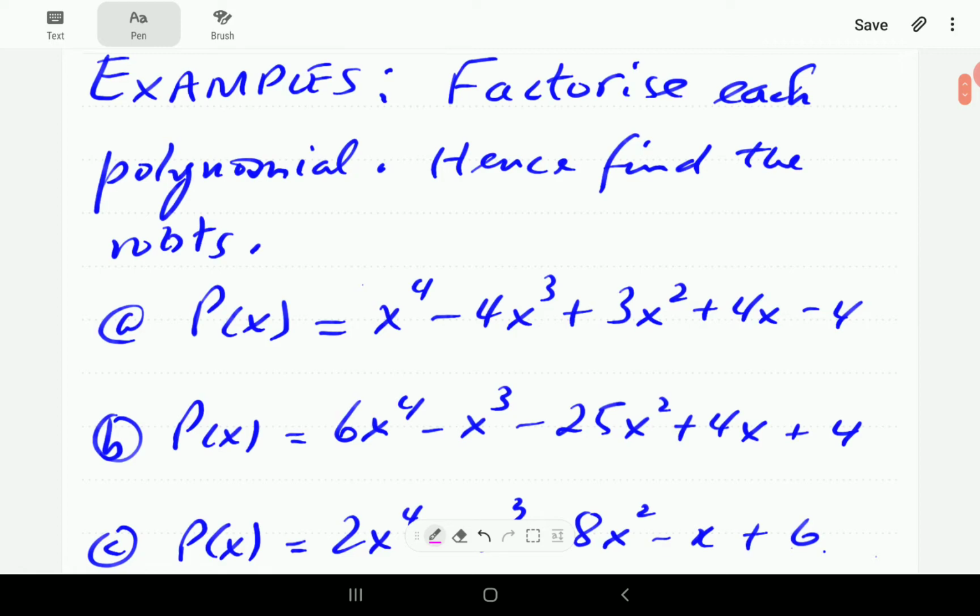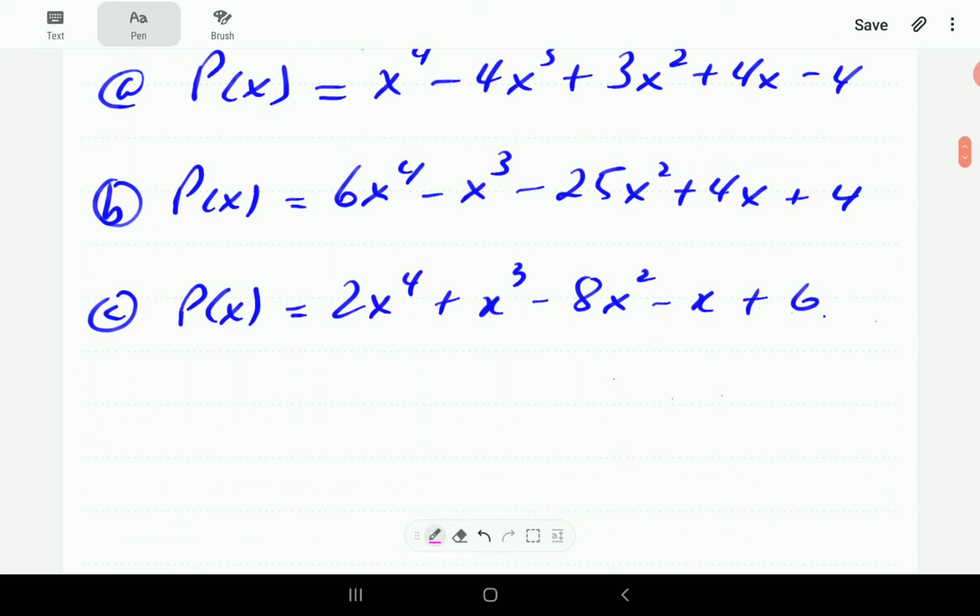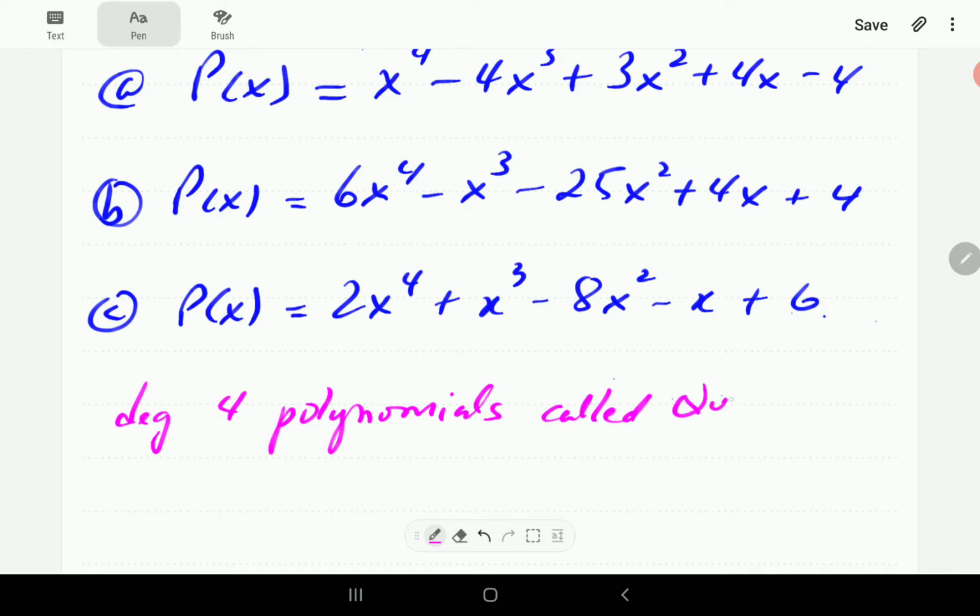In a previous video, we have shown how to factorize polynomials of degree 3, which are called cubics. Polynomials of degree 4 are called quartics. However, cubics are definitely more popular than quartics.